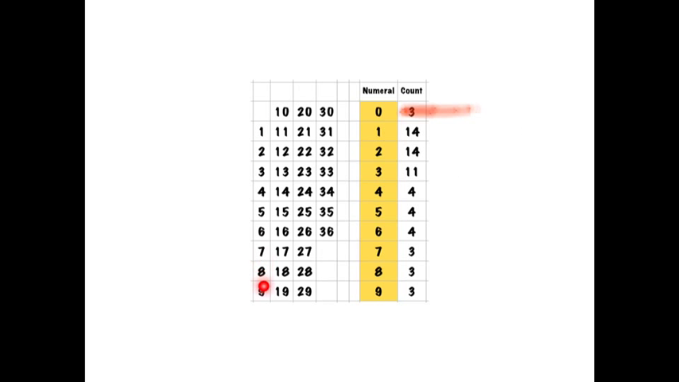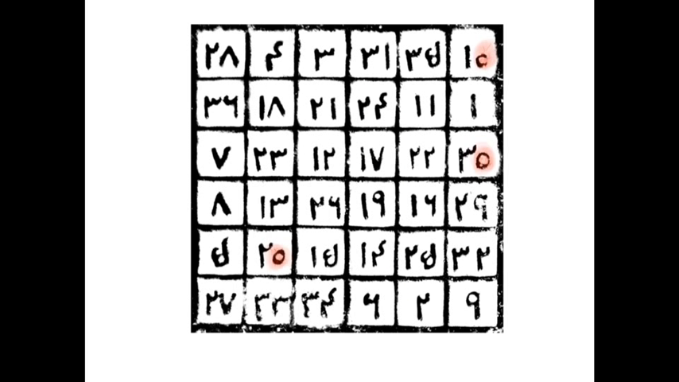I'm going to list all the numbers 1 through 36, and I'm going to count the numbers of digits that appear. And I see there's 3 zeros, and there's 14 ones, and there's 14 twos, and there's all the way up through there's 3 nines. Also noting that the numbers that have zeros in them all have a tens digit, we can be fairly confident that this is in fact the 0 digit.